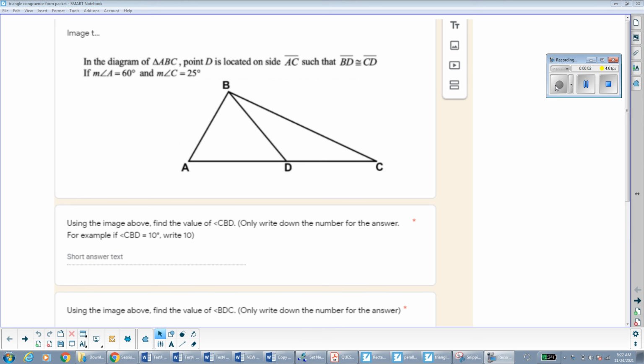Hi everybody, in this video I'm going to go over the triangle congruence Google form that you guys had for homework. I'm not going to go over the multiple choice section because when the forms are sent back to you guys through email, you will see the correct answers and the solutions for the multiple choice questions.